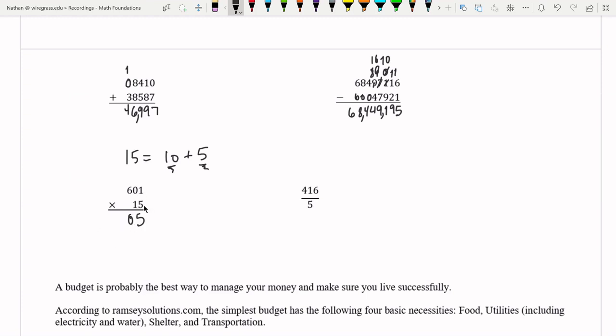5 times 0 is 0. 5 times 6 is 30. I'm just going to write 30 down for that. Once I take care of the ones place, I'm going to show that we're talking about the tens place by adding a 0 here. And then continue the process.